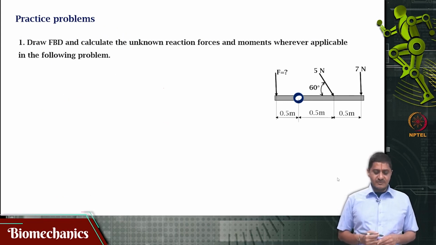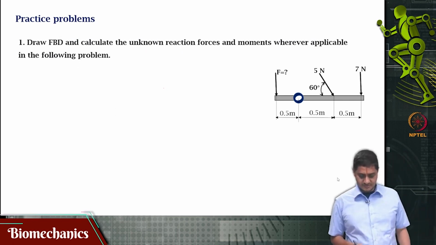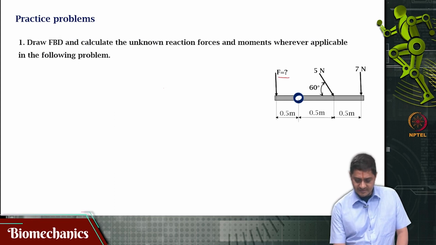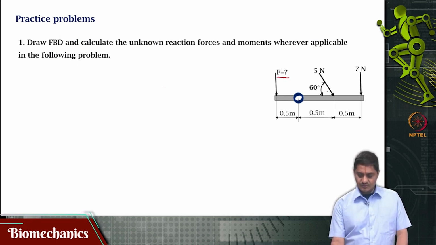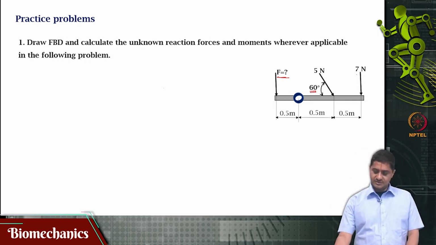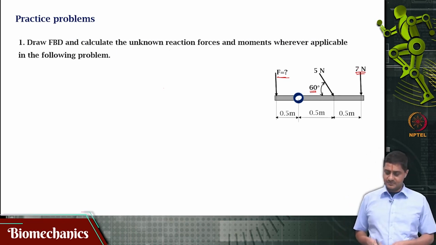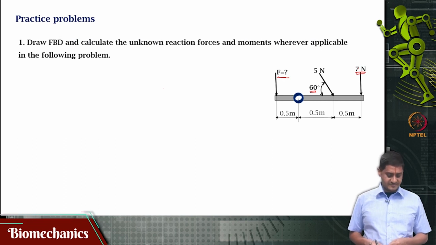The question is, draw the free body diagram and calculate the unknown reaction forces and moments wherever applicable in the following situation. Okay, this is the situation. There is a force that is applied here which I do not know, and there is a known 5 Newton force that is applied at an inclination of 60 degrees to the horizontal in this way, and there is a 7 Newton force that is applied perpendicular to the bar, and these are all separated by 0.5 meters. How many unknowns will be there in this case?